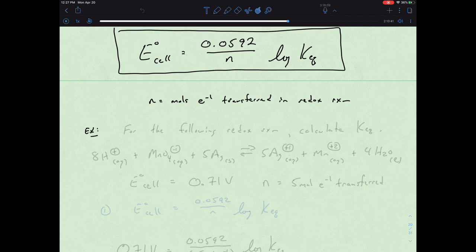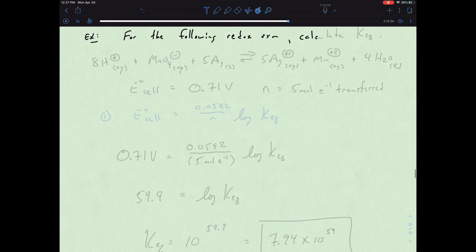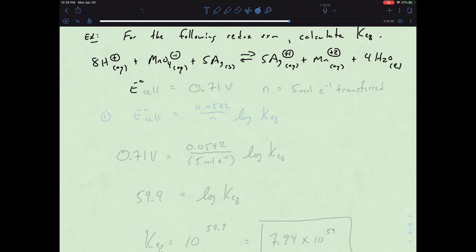And let's keep our reaction example going, which was for now the following redox reaction. Calculate K. We had our reaction that we've been looking at for a few examples here with the manganate and the silver, to produce the silver plus 1 and the manganese plus 2. We know that the cell potential for this was equal to 0.71 volts. And we know N is 5 moles of electrons that was transferred.